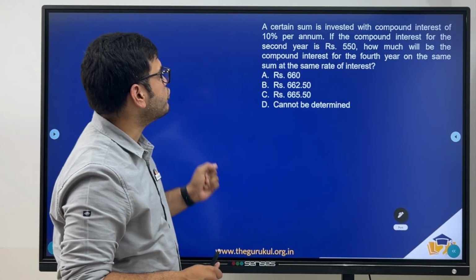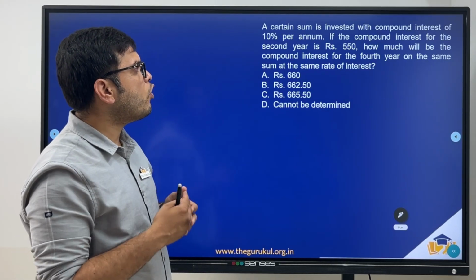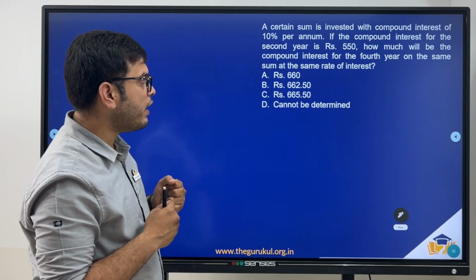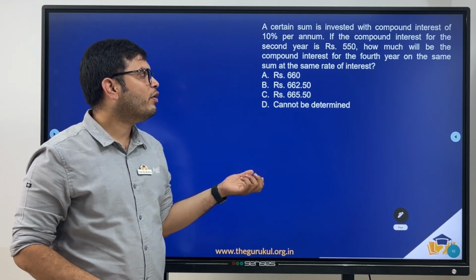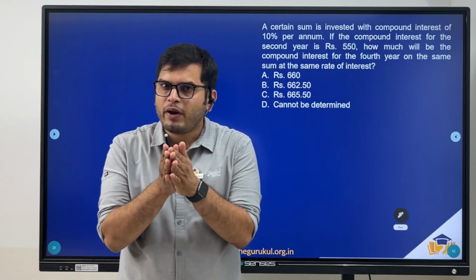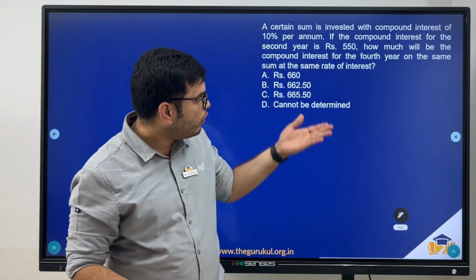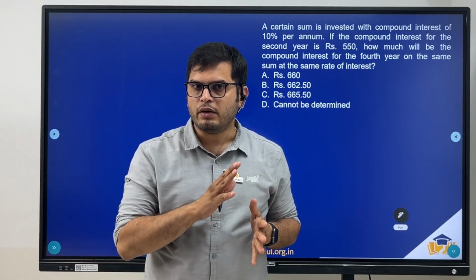Now coming to the second question. A certain sum is invested with compound interest of 10% per annum. If the compound interest for the second year is rupees 550, how much will be the compound interest for the fourth year on the same sum at the same rate of interest? Now if you had understood the concept of compound interest, how it works, interest upon interest, you can answer this question in less than a minute, right?